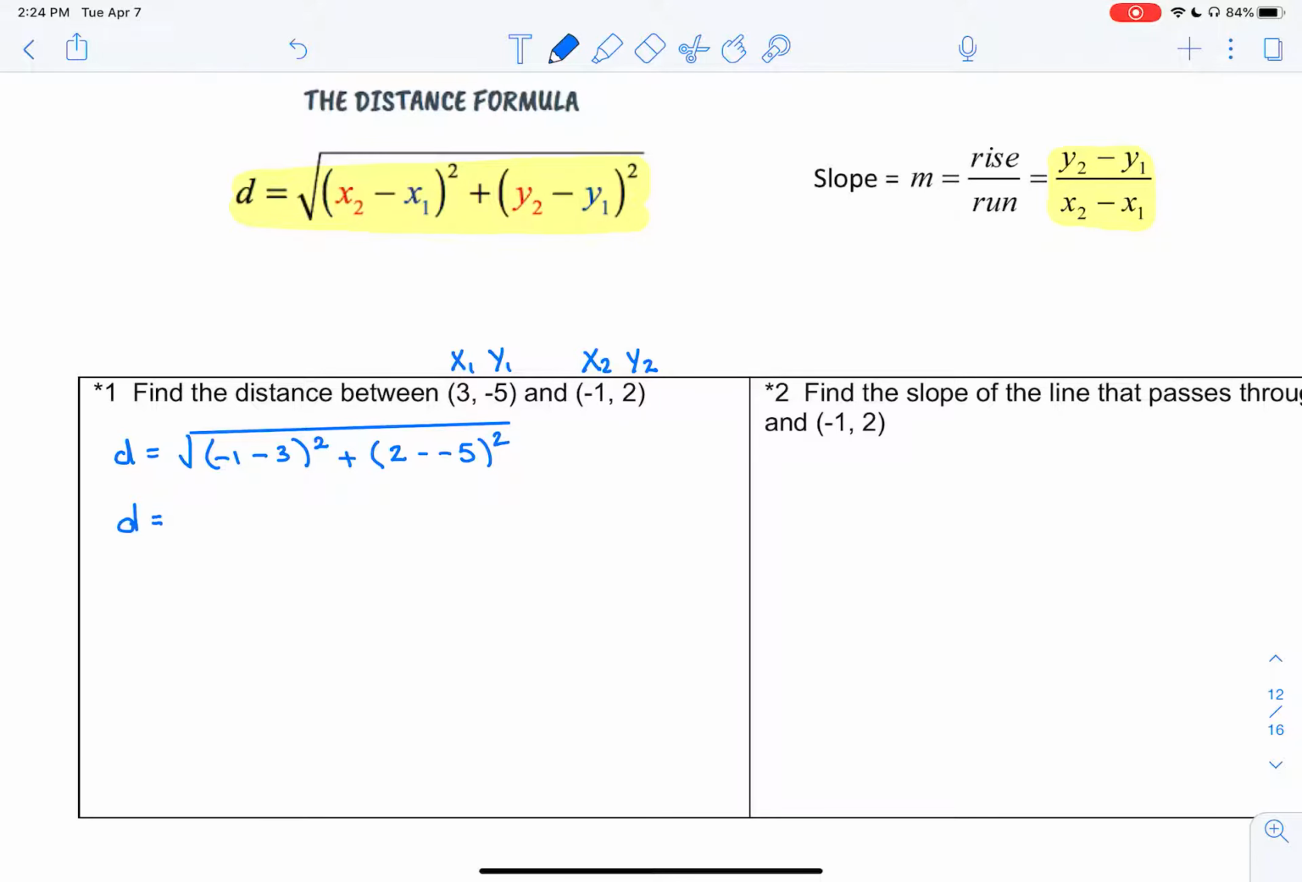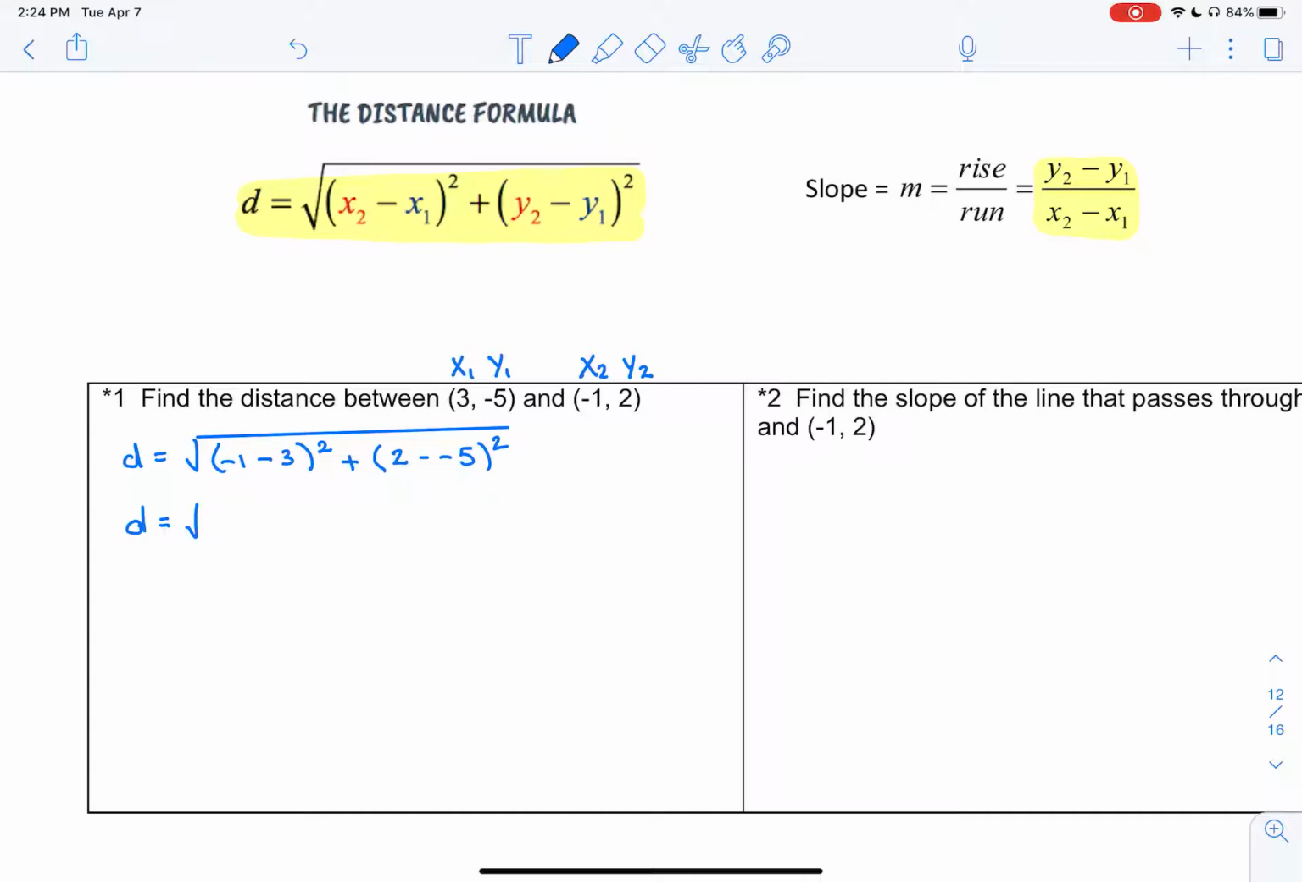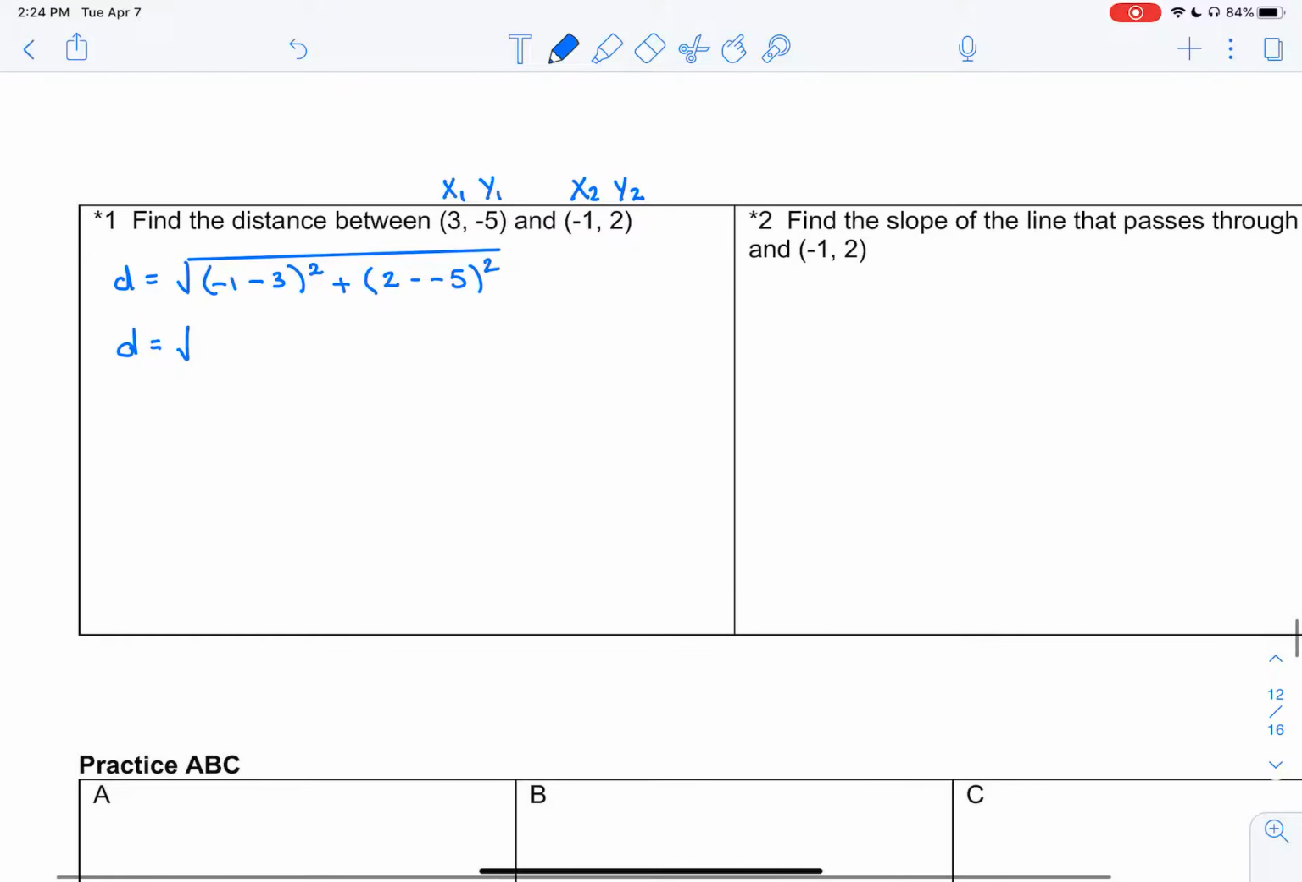We'll start by simplifying inside the parentheses. So -1 minus 3 would become -4 squared, plus the next set of parentheses, 2 minus a -5. That is a sword fight. It will become a 2 plus 5, and that is 7 squared. Again, this is a square root up on top. Go back and now do the squaring of each parentheses. So -4 squared would become a positive 16, plus the 7 squared would become a positive 49, keeping that still underneath a square root symbol. Let me fix that up real fast.